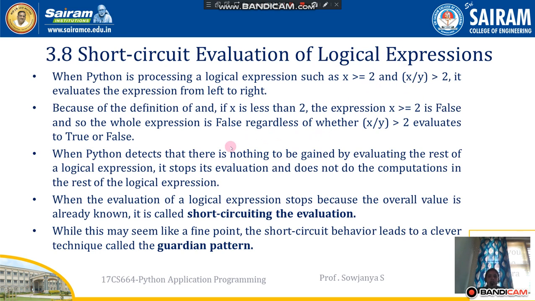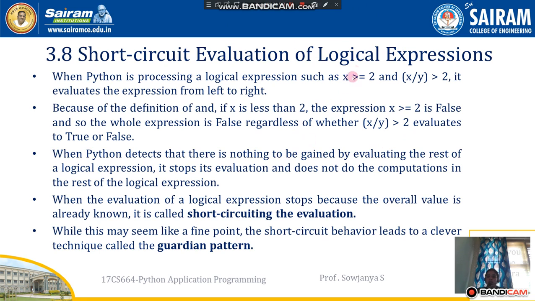Regardless of whether x divided by y greater than 2 evaluates to true, if the first condition is false, then we can say the complete expression is false. When Python detects that there is nothing to be gained by evaluating the rest of the logical expression, it stops there, does not execute the next expression, and directly gives you false. When the evaluation of a logical expression stops because the overall value is already known, it is called short circuit evaluation.